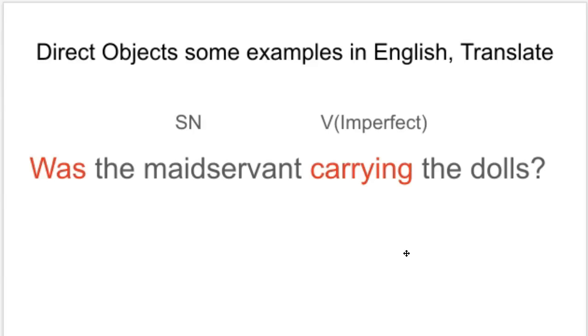But our verb here is was carrying. We can't forget the helping words here. Even though maidservant's in the middle here because of the question, the verb is was carrying. That's imperfect, and we need to make sure we remember that when it comes time to add our endings. Who or what was the maidservant carrying? They were carrying the dolls. That's our direct object. So traditional Latin word order is subject noun, direct object, verb. But whenever you have a question, the word order changes a little bit. We shift the verb to the beginning of the sentence to let us know that we're asking a question rather than a traditional statement. So carrying is our verb.